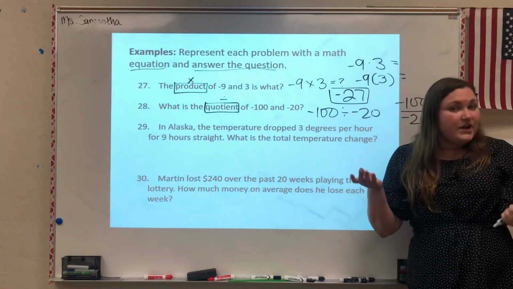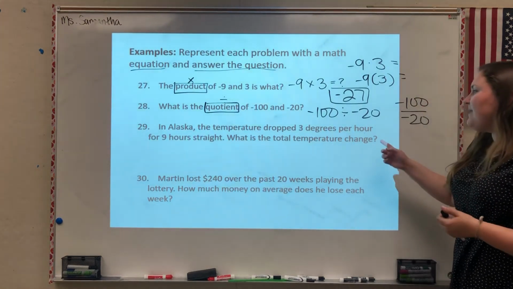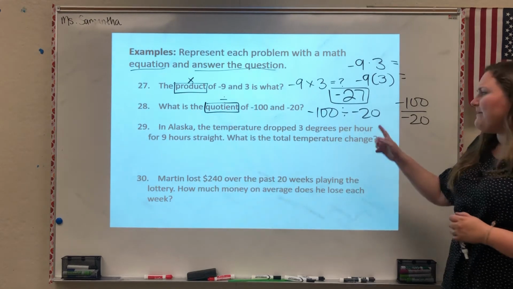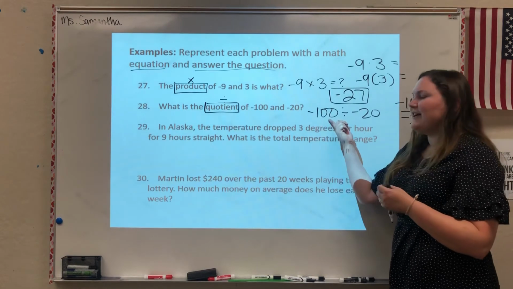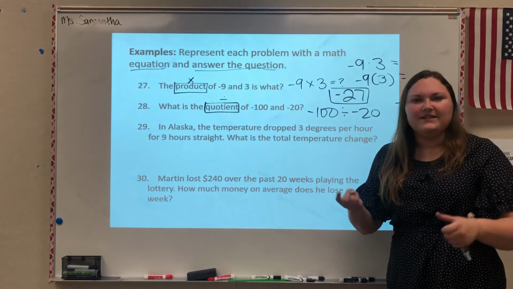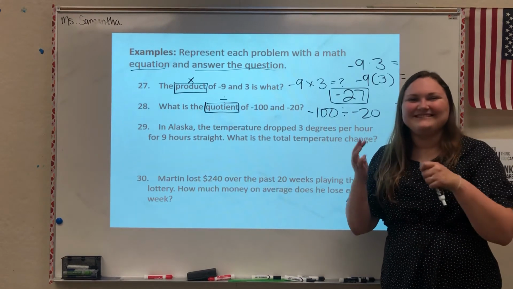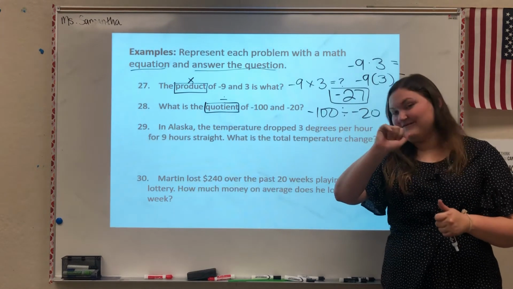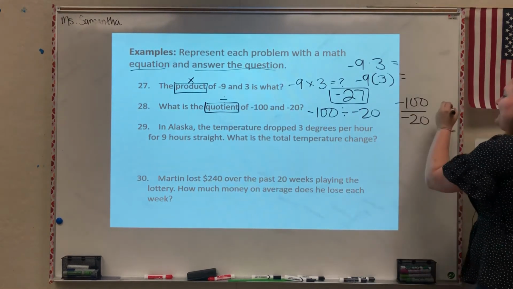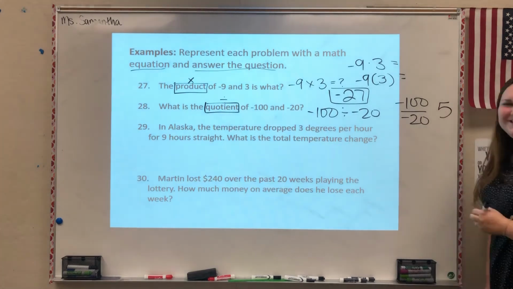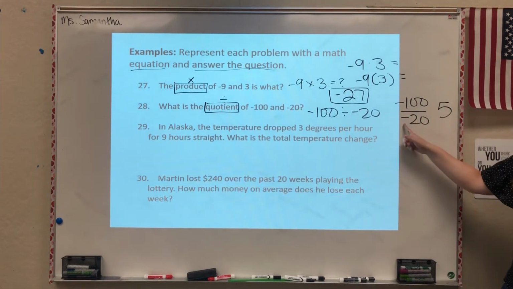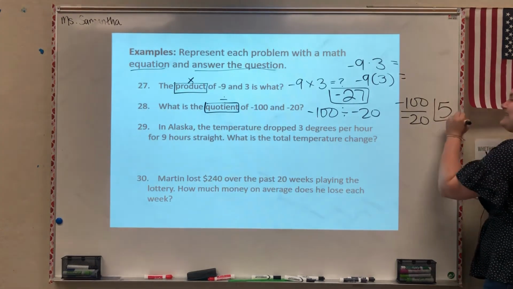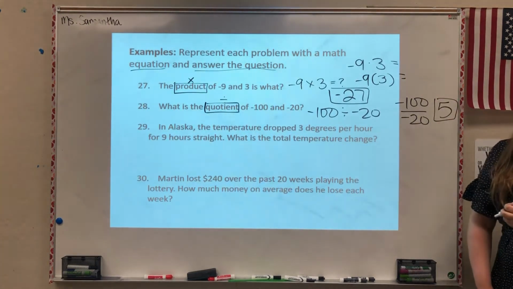You could use long division to do this division problem, but sometimes it helps people to think about money. How many $20 bills do you need to have $100? Well, 20, 40, 60, 80, 100, 5. So my final answer would be 5. I hope you can still see this. What about our sign? Well, they're both negative. That means my answer would be positive. So I'm left with a positive 5.